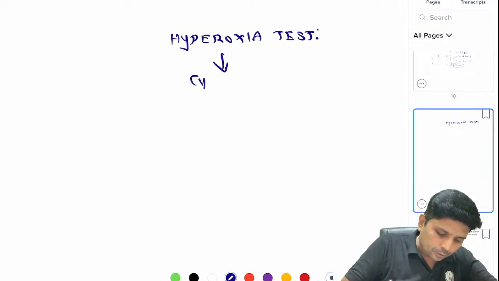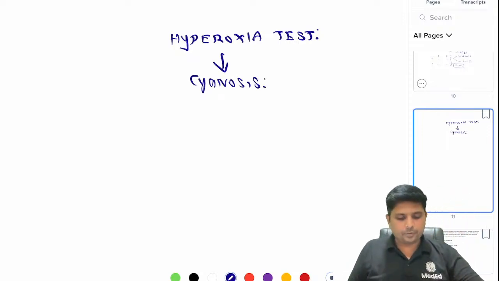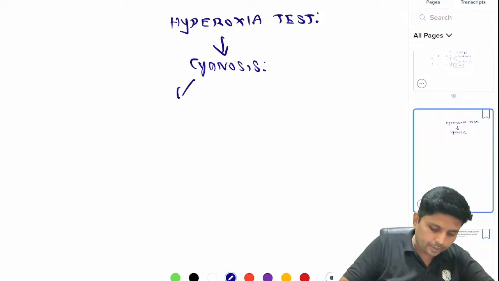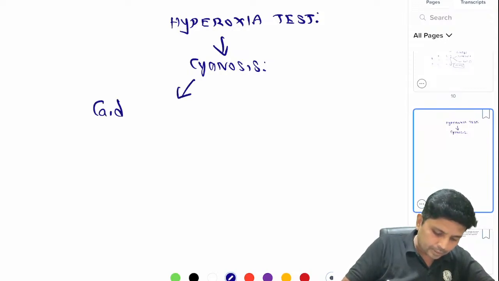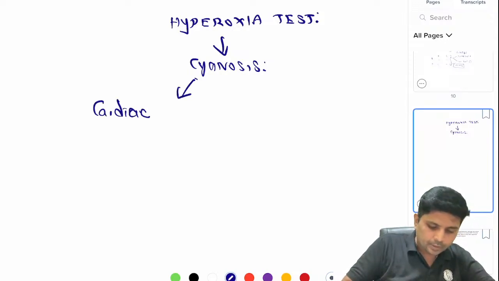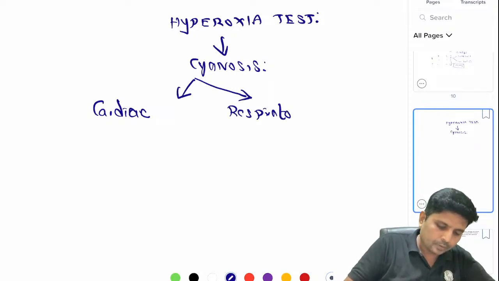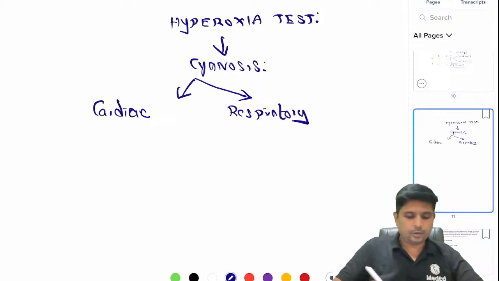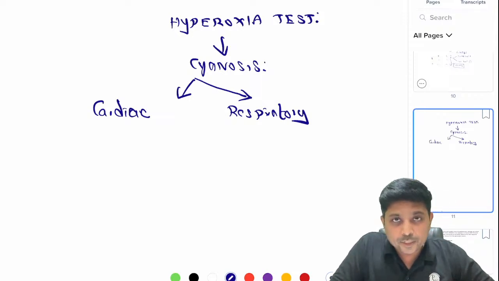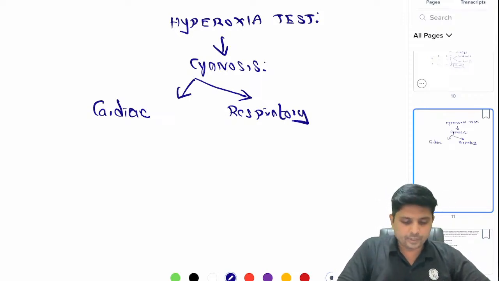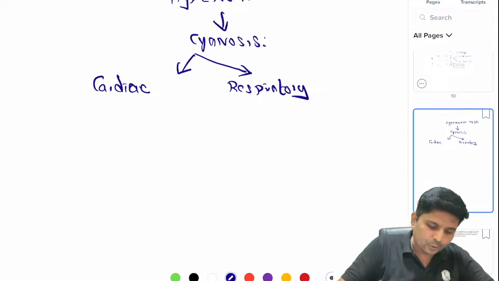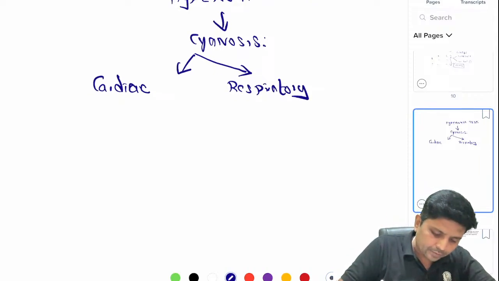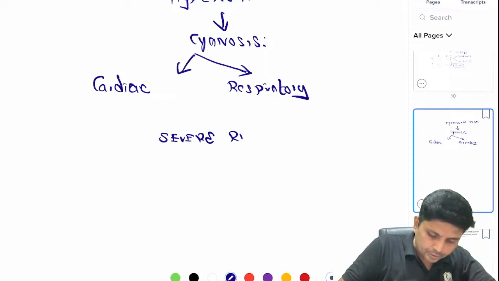When the baby is born with cyanosis, it can be congenital heart disease, cardiac, or it can be respiratory. How do we know whether it is due to cardiac or respiratory? Very, very simple. For cyanosis to occur in respiratory disease, you will have severe retractions. One method is severe retractions.